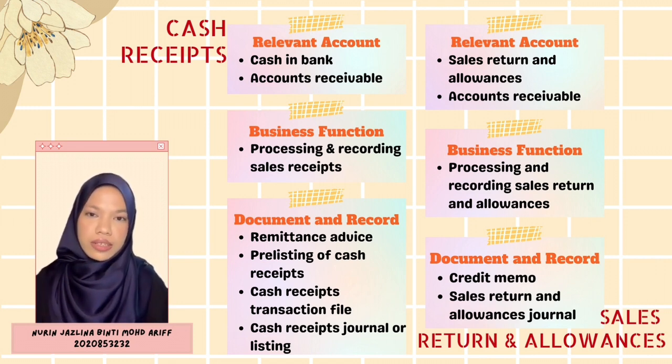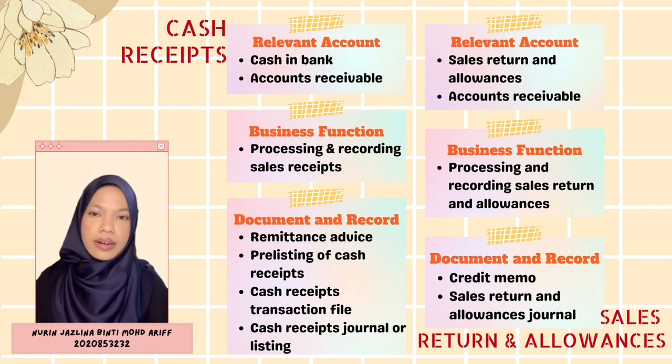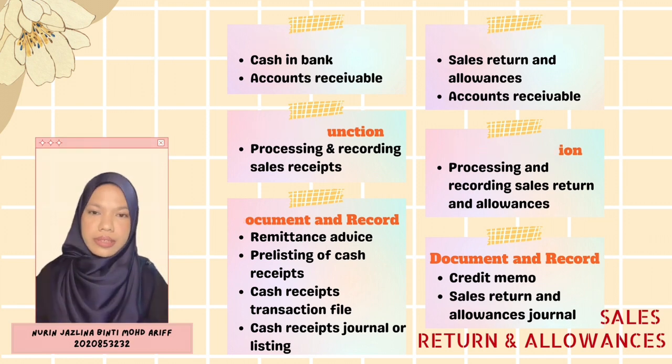The third transaction is sales return and allowance, which involves the accounts of sales return and allowance and accounts receivable. The business function is processing and recording sales return and allowance. Under this class of transaction, there are 2 documents involved, which are credit memo and sales return and allowance journal.